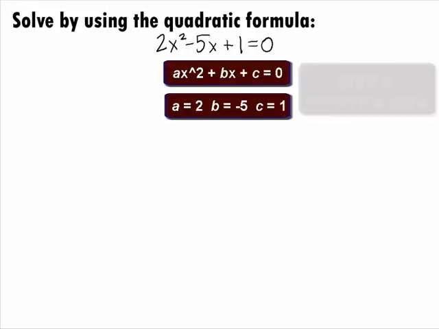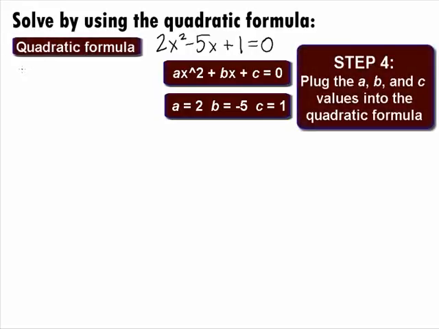In step 4, we want to plug in the values found in step 3 into the quadratic formula. The quadratic formula is x equals negative b plus or minus the square root of b squared minus 4ac all over 2a.